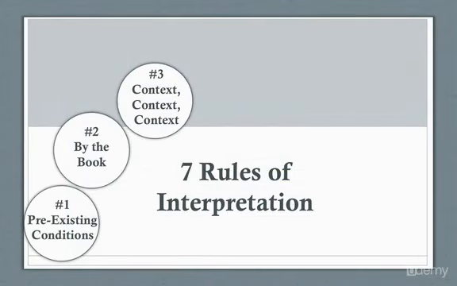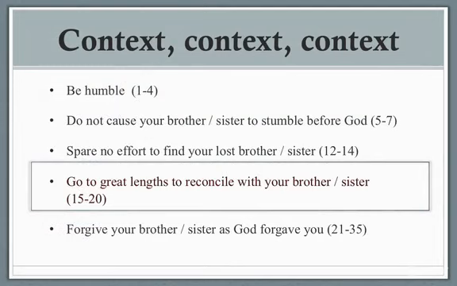Rule number 3 is something I call context, context, context. And this is how other passages in the same book add meaning and clarity to our passage. This is one example here from Matthew 18, and the red you can see is Matthew 18:15-20, which talks about reconciling with your brother and sister. But before that, we have the parable of the lost sheep. Before that, do not cause your brother or sister to stumble. And before that, be humble.